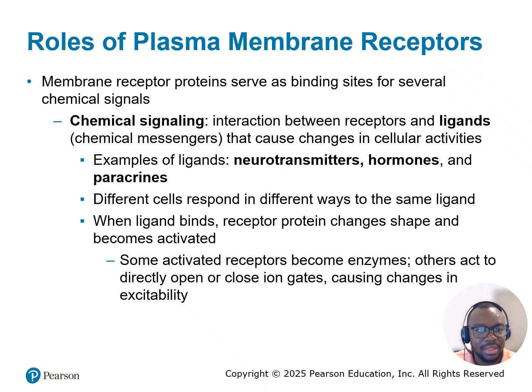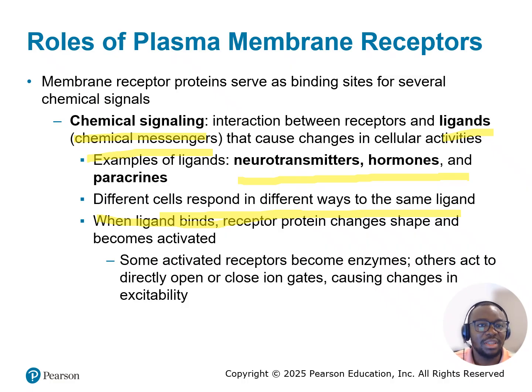In chemical signaling, a ligand or chemical messenger binds to a specific receptor and initiates a response. Examples of ligands include neurotransmitters, hormones, and paracrines. Different cells respond differently to the same ligand. The question is why? The answer is that the target cell's response depends on the internal machinery that the receptor is linked to, not the ligand.